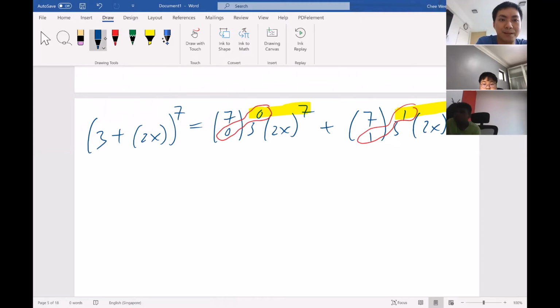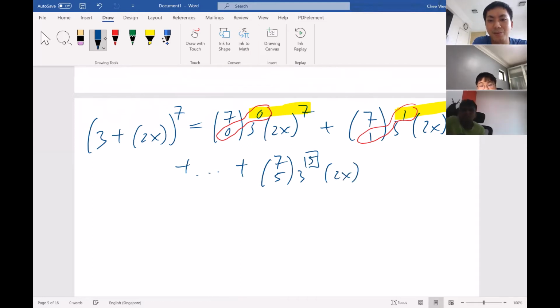Okay? So you plus, let's say, you plus dot any random point. Okay, if this is 7 choose 5 right now, if the term is 7 choose 5, 3 must be to the power of what? 5. 5, and 2x must be to the power of? 2. 2, and that's it. Okay, then plus dot. Get it? Okay?